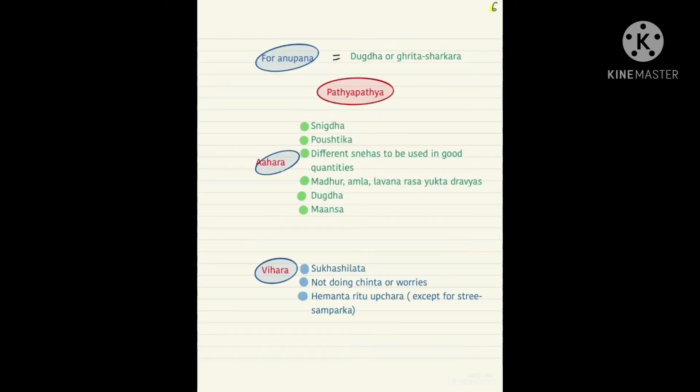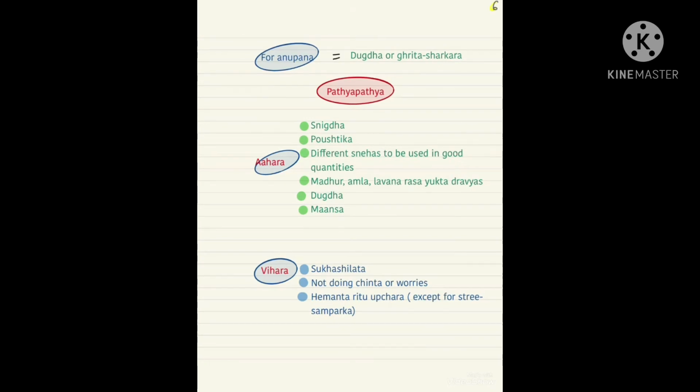Alright, so with these medicines or dravyas and kalpas, what Anupana has to be given? Anupana is something which is given with the medicines. So these medicines or dravyas or kalpas are to be given with dugdha or ghrita sharkara, what we call ghee chini. Like we see that sneha is important, so ghrita is included here.